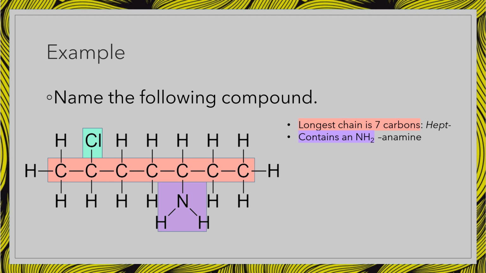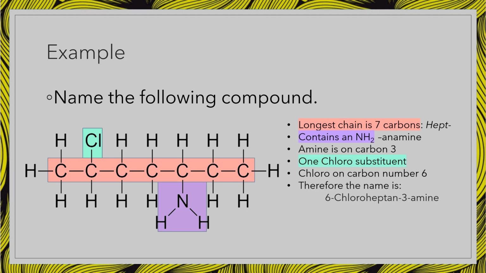Now, we need to figure out which way we are going to number it. So we can number it with chlorine on the 2 and the amine on the 5, or the amine on the 3 and the chlorine on the 6. Now, the rule was, when there's a functional group, the functional group needs to have the lowest number. So the amine can be on 5 or it can be on 3. Which one's the correct one? Well, it's the 3. So in this case, the amine is going to be on carbon 3. That means we have a chlorine on carbon 6. So it's going to be 6-chloroheptan-3-amine.